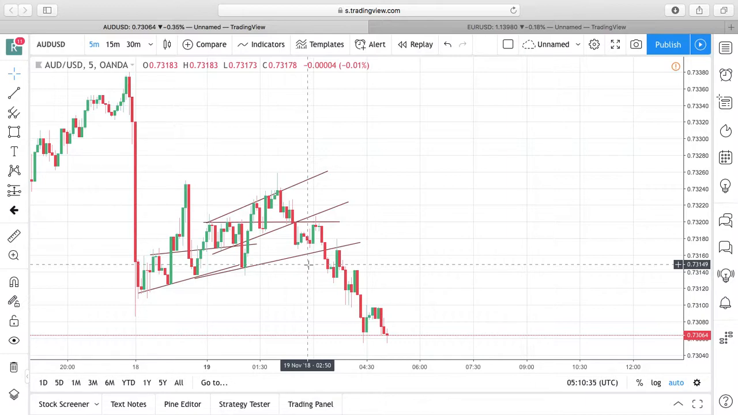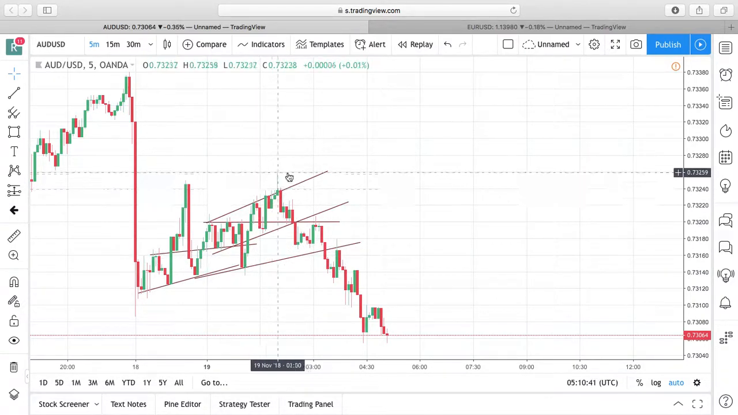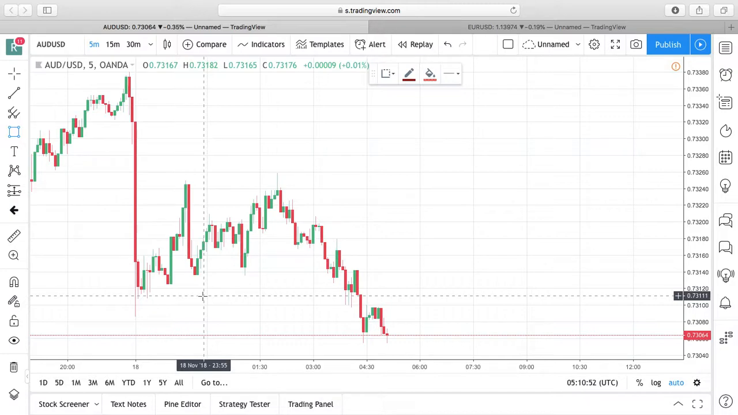Okay, sounds complicated because, well, it is a little bit complicated. And also I just drew a bunch of lines on my chart. Let me just delete this. The other alternative to identify support and resistance is drawing areas. I think I did that before, but let's do it.